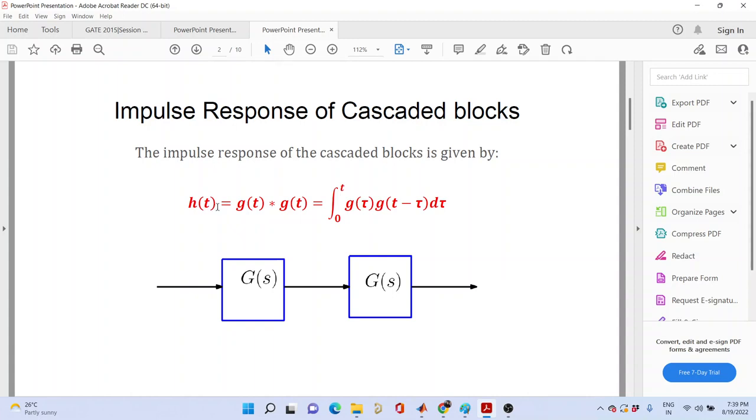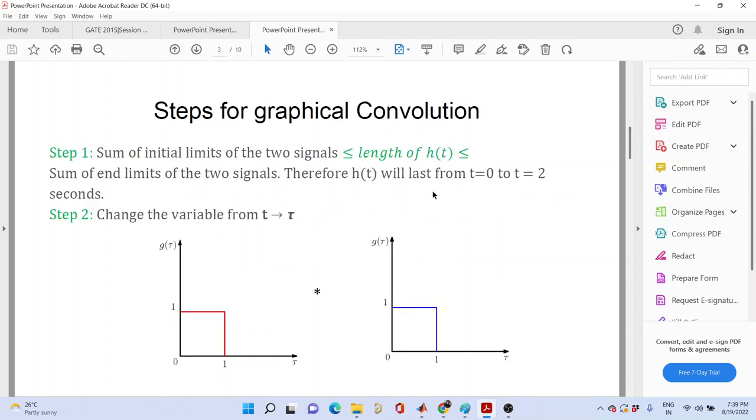Impulse response is equal to the convolution of g(t) and g(t), which is defined as the integral from 0 to t of g(tau) g(t minus tau) d tau. You note down this expression. This is very important because then you'd understand what I'm doing in the next steps. So now, if we convolve two such signals, the first step is to find the length of the impulse response.